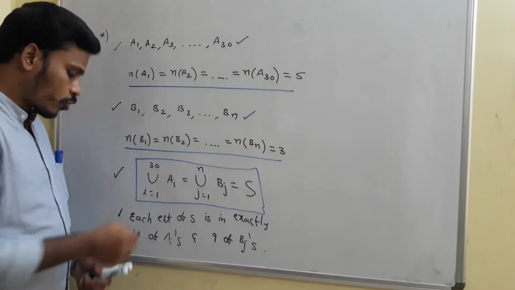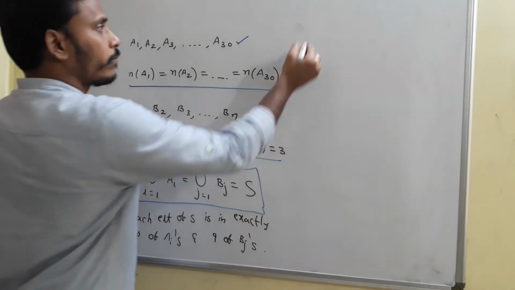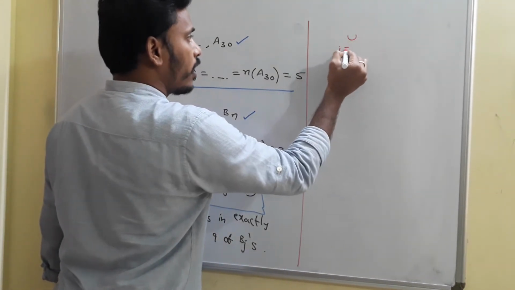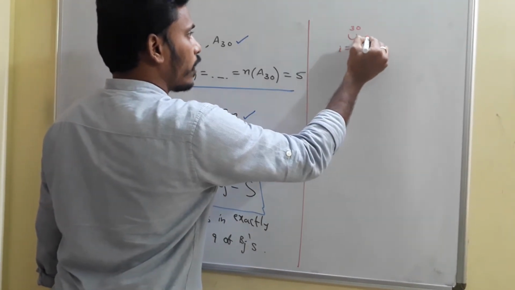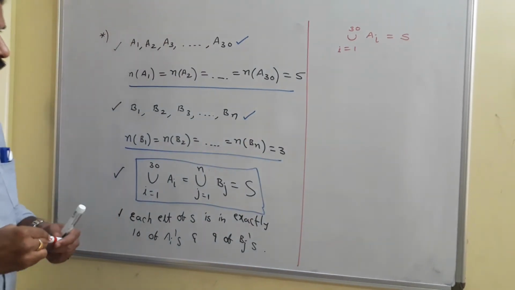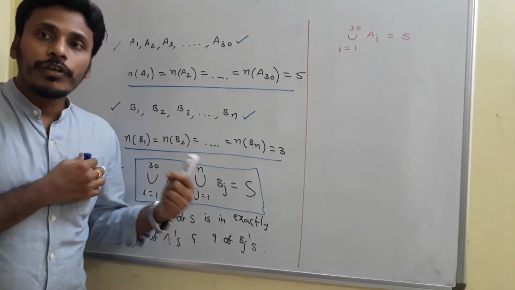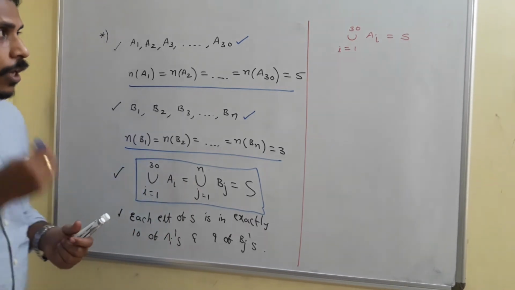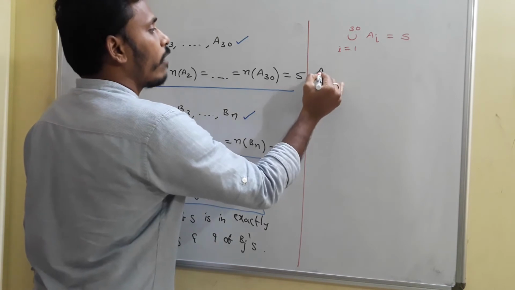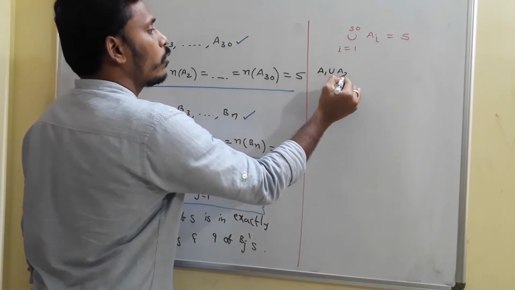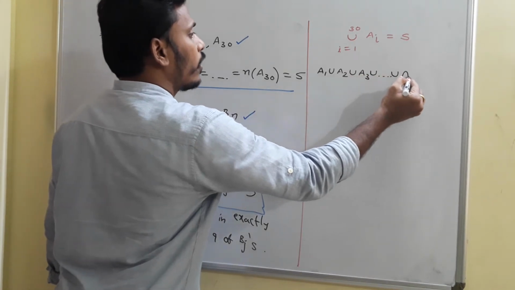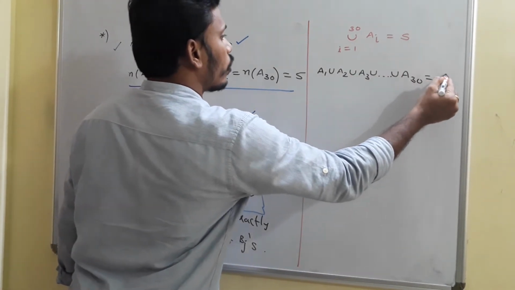The union of i equals 1 to 30 of Ai is equal to S. What it means is you need to replace i with 1 to 30. If you replace in such a manner, if you replace with 1, it is A1 union A2 union A3 union and so on, union A30 is equal to S.